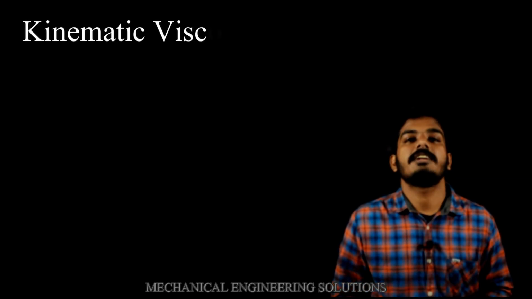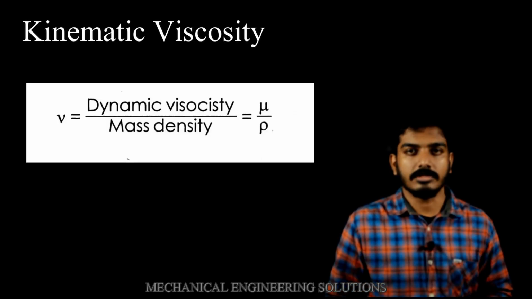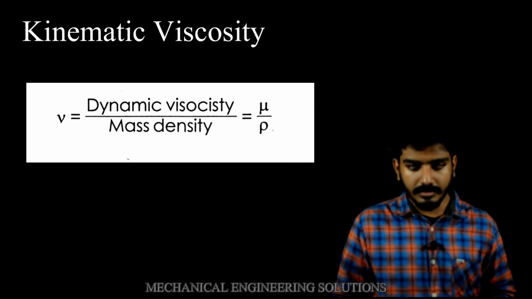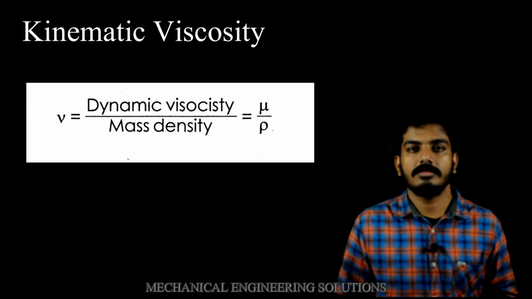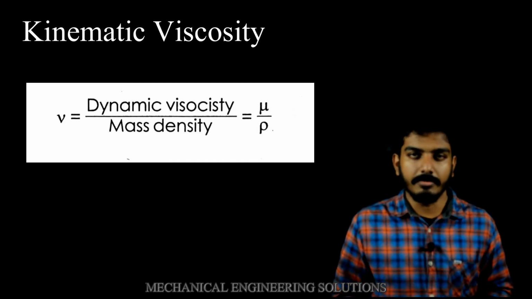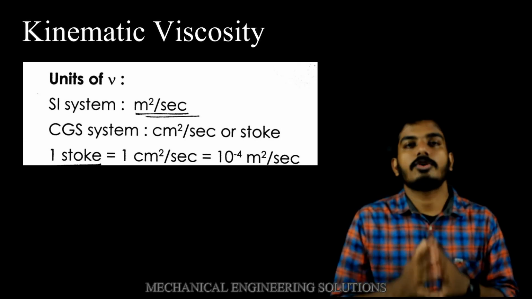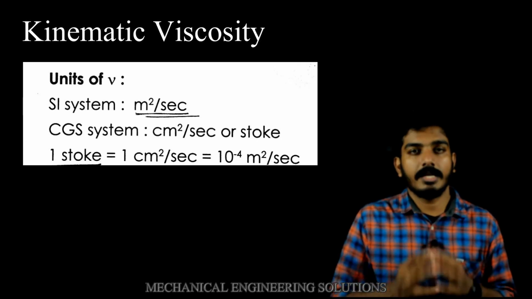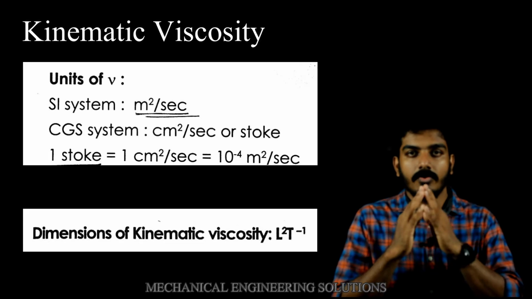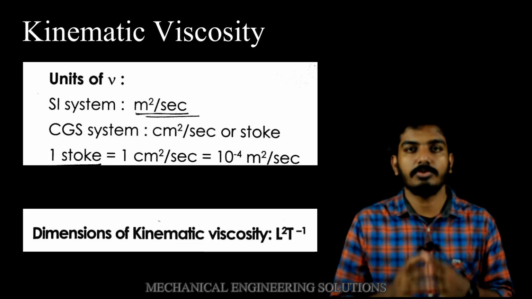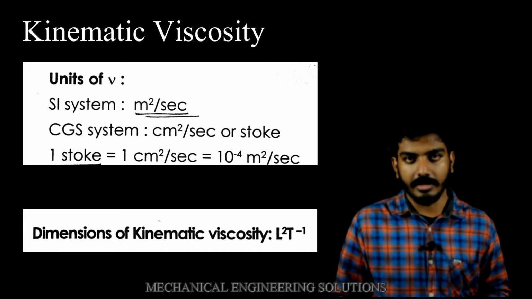And the dimension of dynamic viscosity is M L raised to minus 1 T raised to minus 1. Along with this, we can study one more quantity, kinematic viscosity, which is defined as the ratio of dynamic viscosity to the density of fluid. That is, nu equals mu divided by rho. Kinematic viscosity has the units meter square per second in the SI system and stoke in the CGS system. And 1 stoke is equal to 10 raised to minus 4 meter square per second.